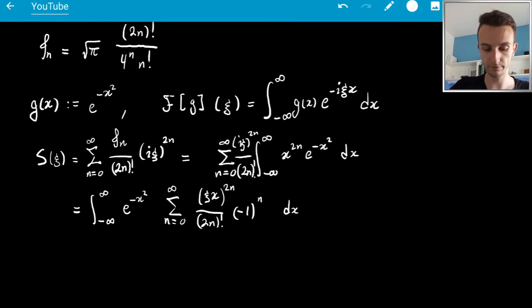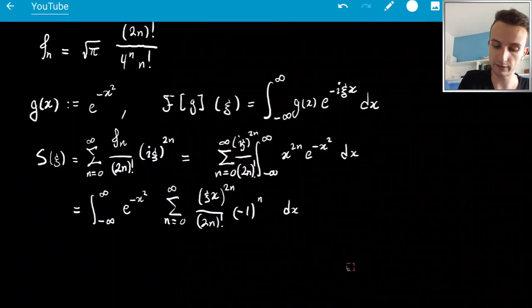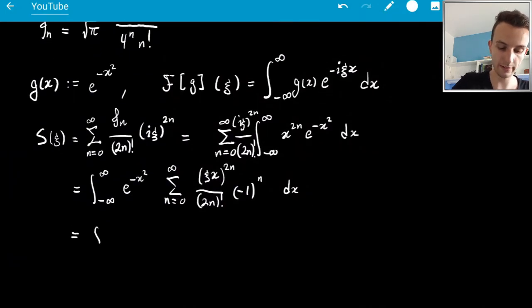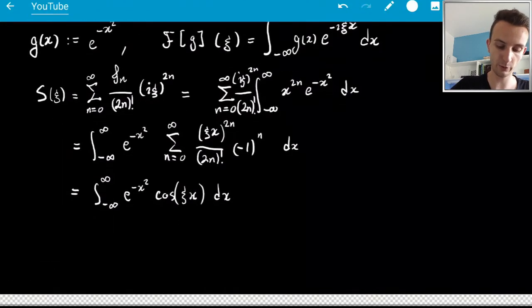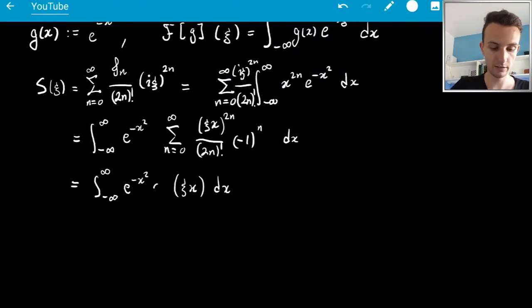So this is the identity of the cosine, the series expansion of cosine xi x. So this would be like 1 minus xi x squared over 2 plus and so on. So this is equal to the integral from minus infinity to infinity of e to the minus x squared cosine xi x dx. And now you might be wondering, well, how is this the Fourier transform?